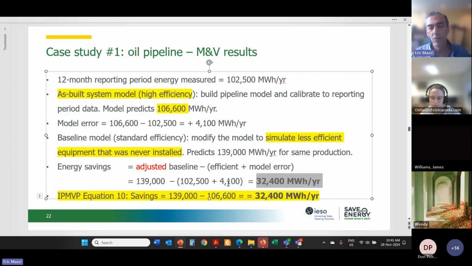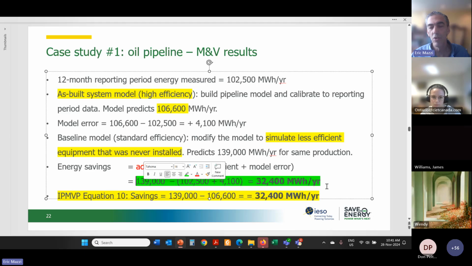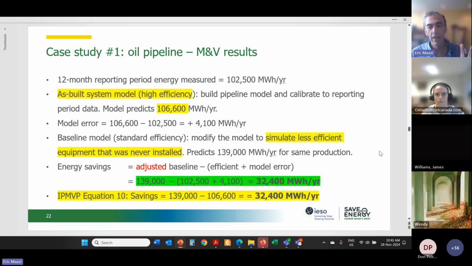Well, where it comes in is what I'm highlighting. I'll do it in a different color, I guess in green, is you can calculate that a different way, which is take your baseline model minus your actual consumption and adjust it for the calibration error, and you get the same result. So that little calculation is very central to IPMVP option D.